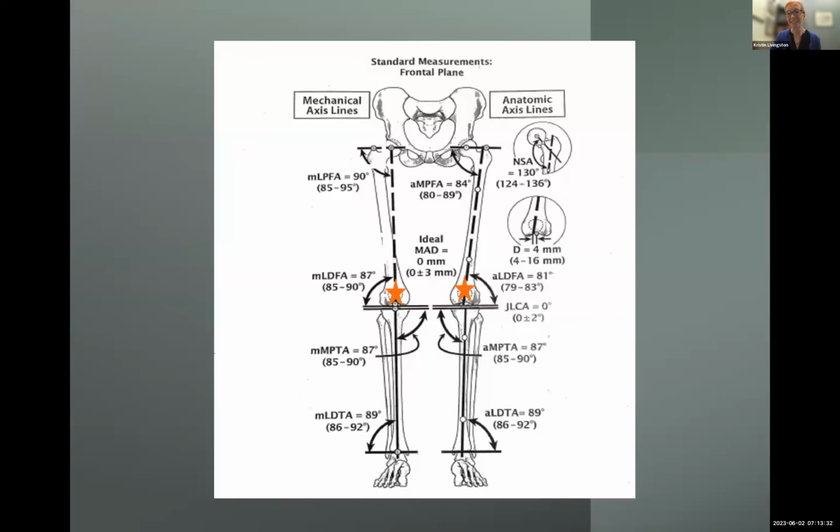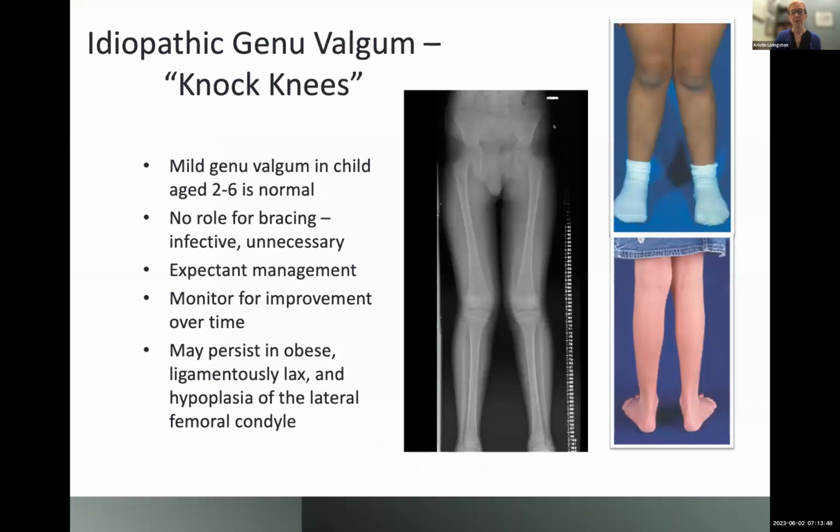When we really want to get into the nitty-gritty of understanding exactly where a deformity comes from, we're going to look at every single angle here. We're going to look at mechanical axis lines and anatomic axis lines, and we're really going to be able to drill down on where that deformity is coming from specifically.